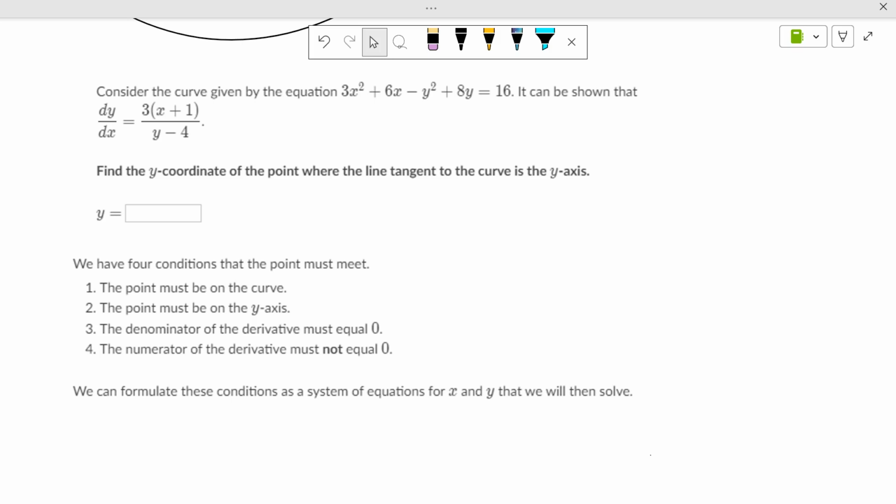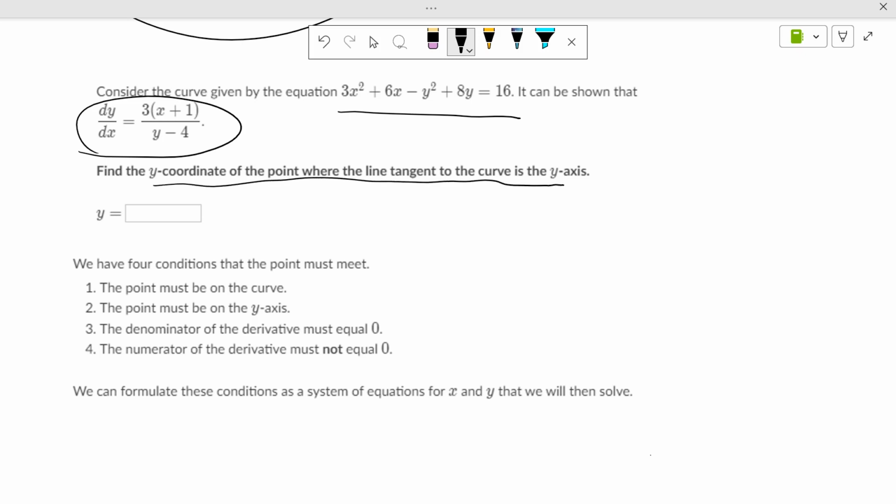Okay? Now, here's the function. It can be shown that the first derivative is this. Oh, they're so nice they did the first derivative for us. What is the y-coordinate of the point where the line is tangent to the curve and the line is the y-axis? Okay, the y-axis is a vertical line. So that's the n over 0 situation for the slope.